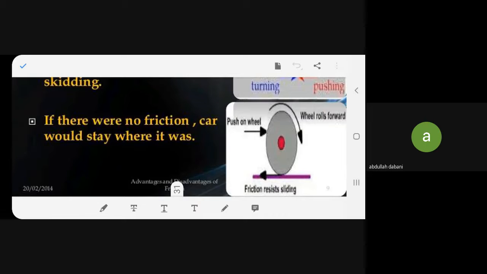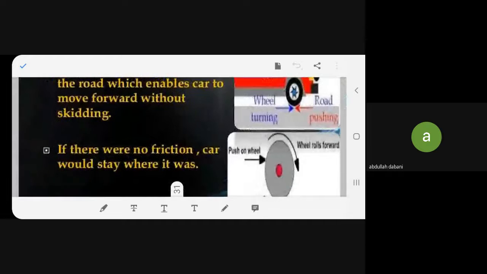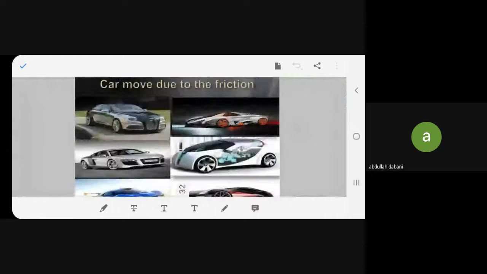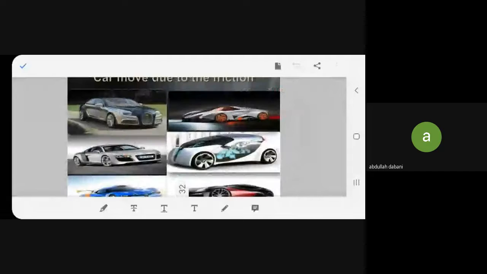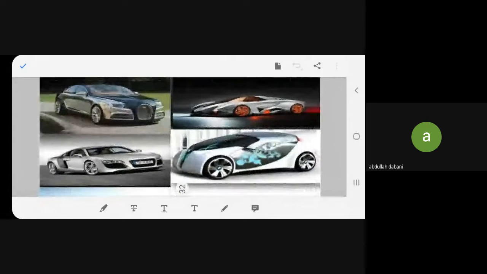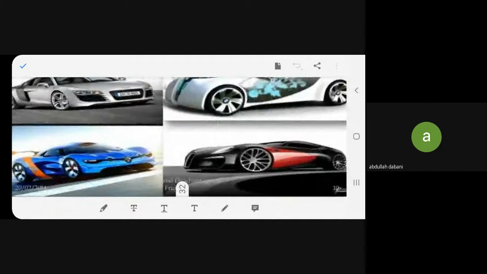If there were no friction, the car would stay where it was. You understood? So if there were no friction, the car will not move. So there has to be friction for the motion of the car. You see, we have so many varieties of cars. So cars move due to friction. If there is no friction, the car will not move. See, all the cars are moving.